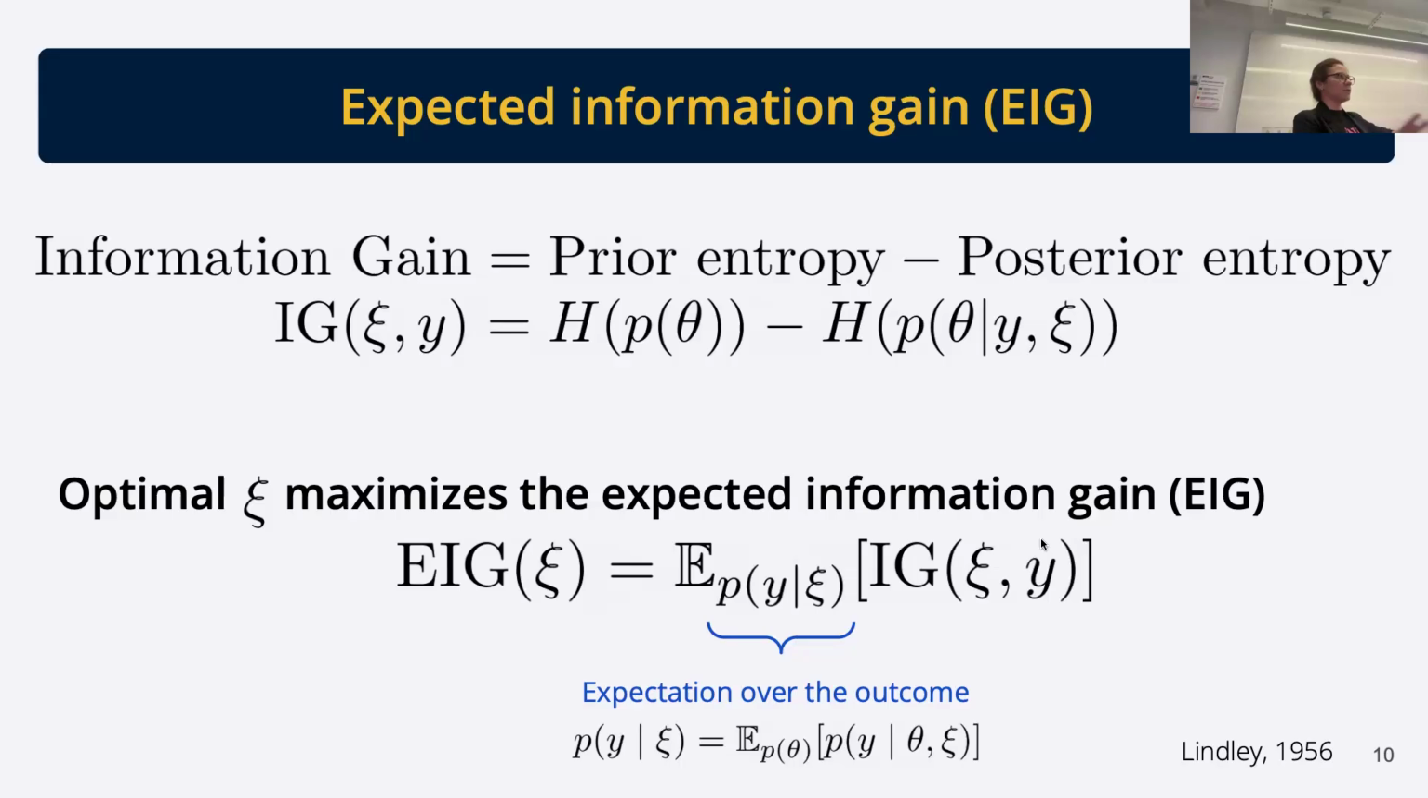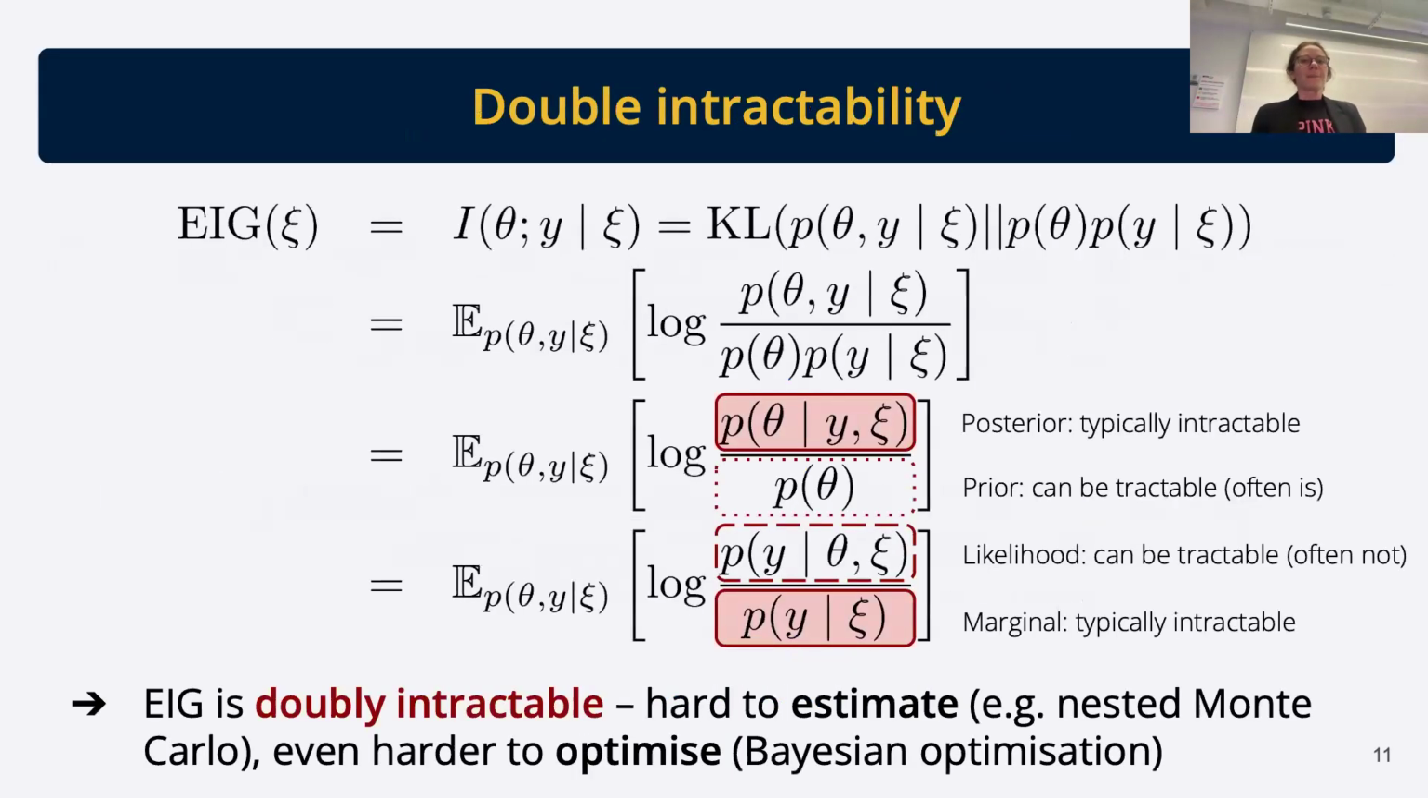Now, this goes back to Lindley, so this is nothing new, right? So this is very well established. The problem, however, is that this expected information gain is super nice to work with mathematically, but computationally, it has been pretty tricky to get it to work. And the reason for that is what we call a doubly intractable objective, right? So the EIG is exactly equivalent to the mutual information between our parameters and our outcomes under the design.